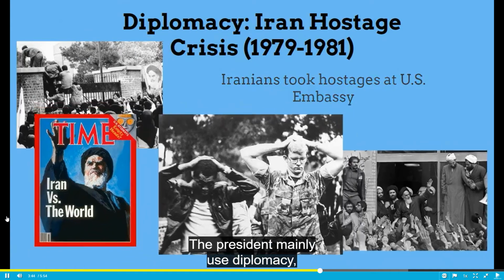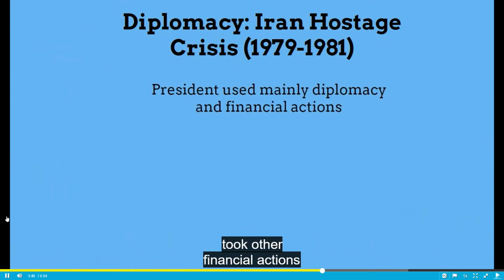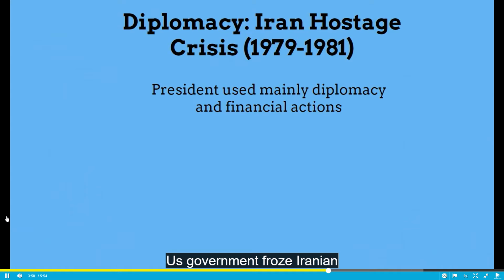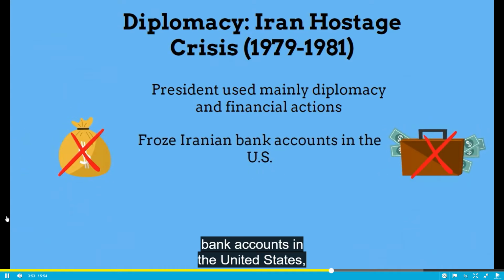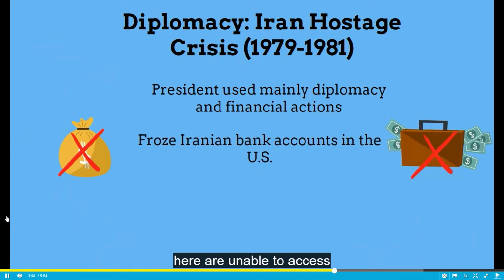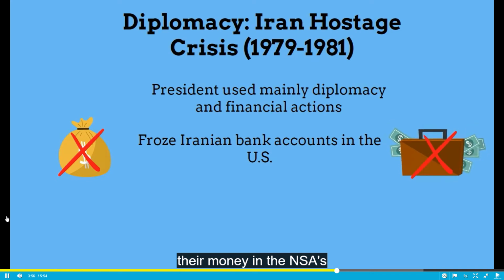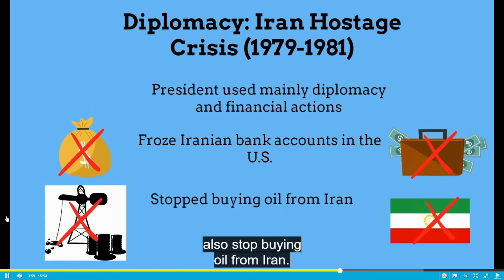The president mainly used diplomacy and took other financial actions to try to deal with the hostage situation. The U.S. government froze Iranian bank accounts in the United States, meaning that people who had Iranian money here were unable to access their money, and the United States also stopped buying oil from Iran.